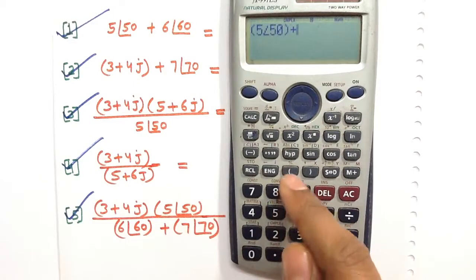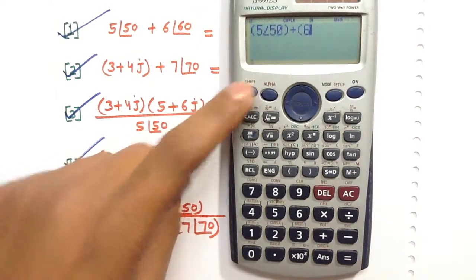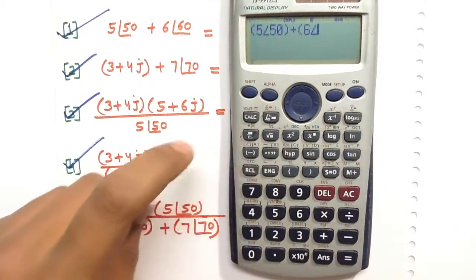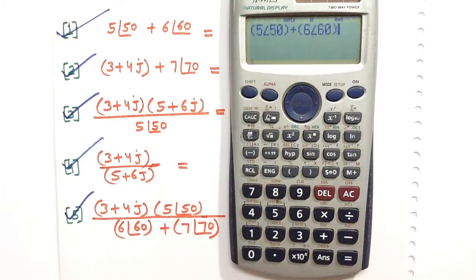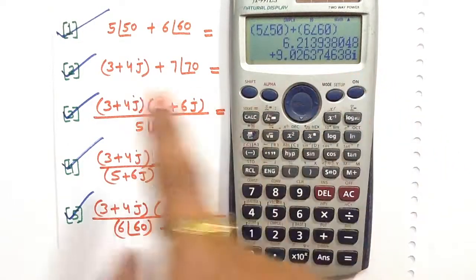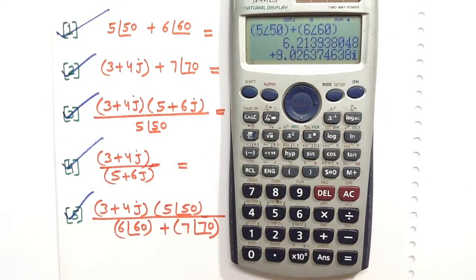In the same way, write bracket 6 angle. For angle, press Shift, then press the angle button, and write 60. If you press the equals button, you will by default get the answer in the rectangular form. To get the complete solution, press S-D. You can see the answer of question number 1 in rectangular form is 6.21 plus 9.02 J.